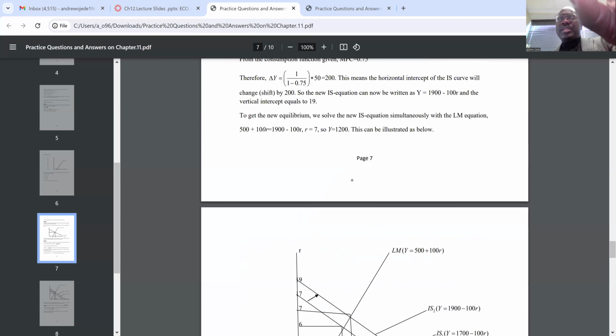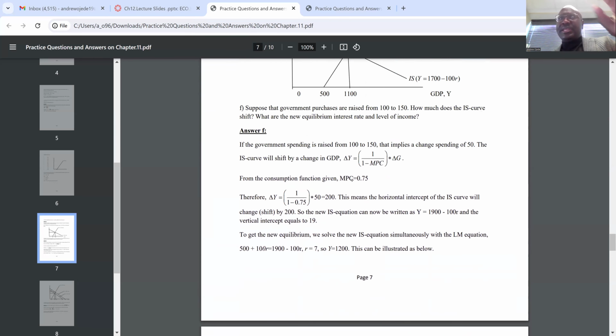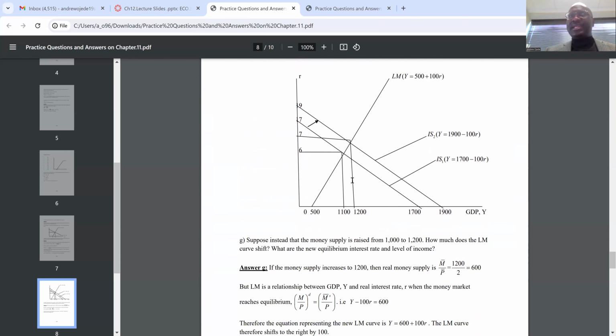So we need to derive a new equation for the new IS curve using the new government spending of 150. You go back and derive the new IS equation, which is basically Y equals C plus I plus G. Everything else is going to stay the same except G has gone up to 150. If you do that, you're going to find that the new IS equation is Y equals 1900 minus 100R. You can see clearly that the intercept of the IS curve has changed by 200, because it was 700 here, but now it's jumped to 1900 because the IS curve has shifted to the right.